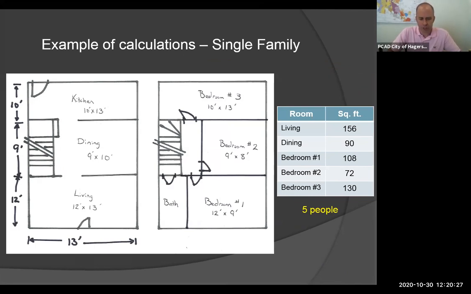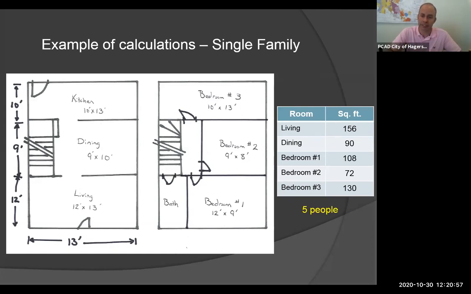From the square footages that I've listed here for each room, you can see that the living room would be 156 square feet. The dining room would be 90 square feet. Bedroom 1, at the bottom of your screen, would be 180 square feet, which would be good for 2 people. Bedroom 2 would be 72 square feet, so just enough for 1 person. And bedroom 3 would be 130 square feet, which would be good for 2 people. So 5 people can occupy this space because our bedroom sizes met the requirements, and also our living and dining.